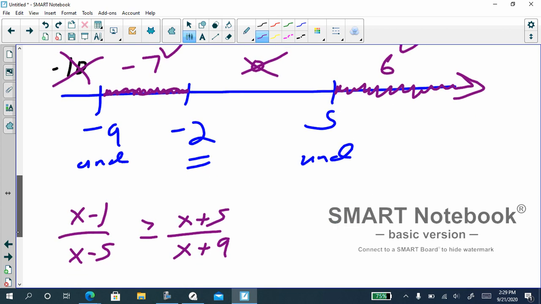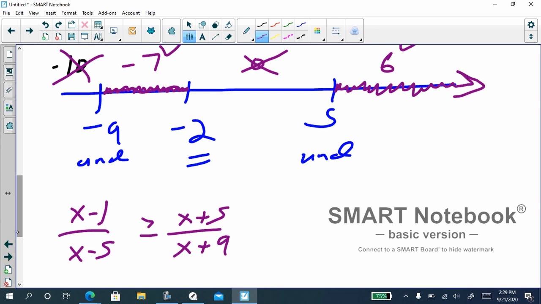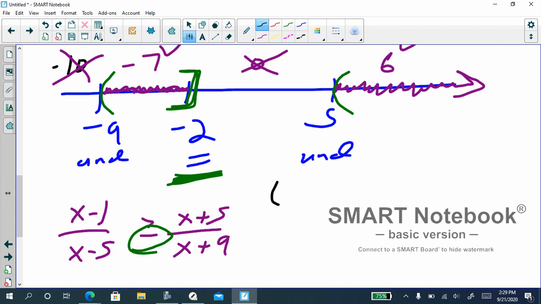So we have to be a little careful. We include where it's greater than, that's everything that's highlighted. We include where it's equal. Well, where is it equal? It's only equal at -2. So we include there. We do not include -9 because that makes it undefined, and the same thing with 5. We don't include 5. Only where it's equal. So we go from -9 to -2, bracket, and then 5 to infinity.